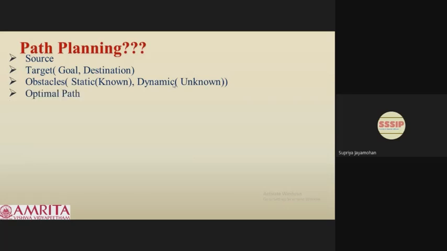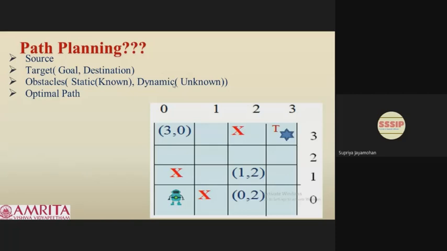And the last term that we are going to discuss is the optimal path. There can be several paths to reach from the source to the target. So here I have considered a grid. If you see this, it is a 4x4 grid. 1, 2, 3, 4, 4 locations. That means there are 4 rows and 4 columns. Since we have 4 rows and 4 columns, we have a 4x4 grid. That is how it is technically referred to.